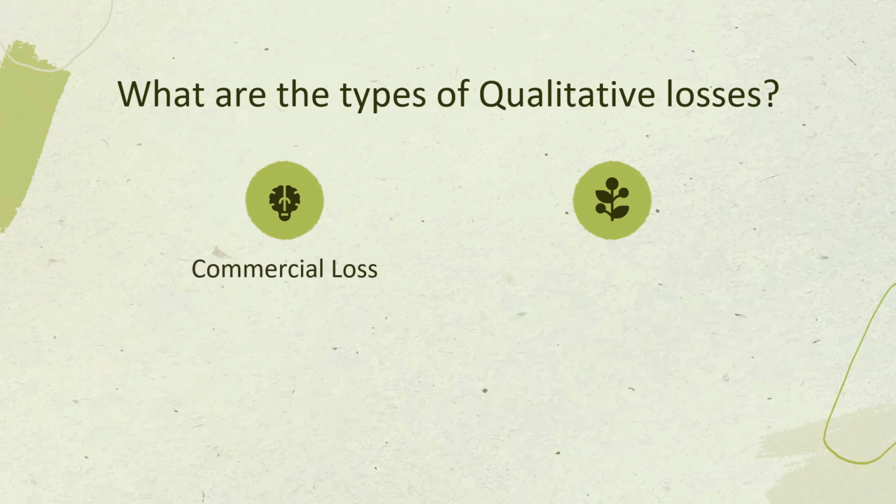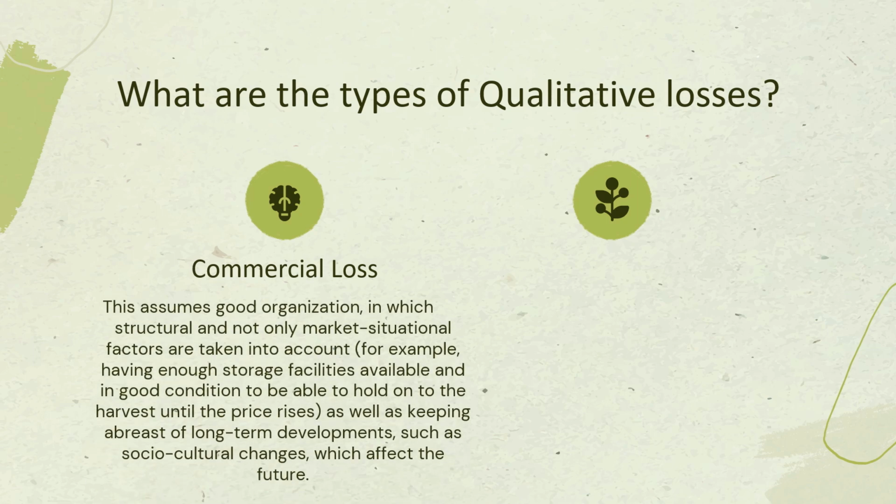Commercial loss. This assumes good organization, in which structural and not only market situational factors are taken into account. For example, having enough storage facilities available and in good condition to be able to hold on to the harvest until the price rises, as well as keeping abreast of long-term developments such as socio-cultural changes which affect the future.